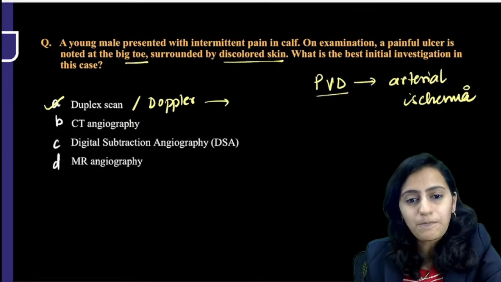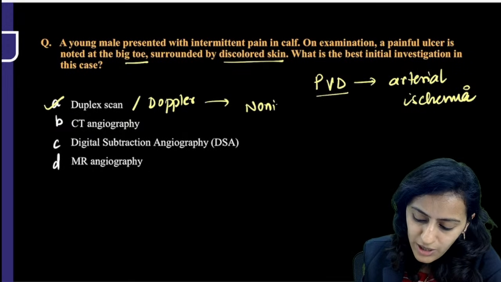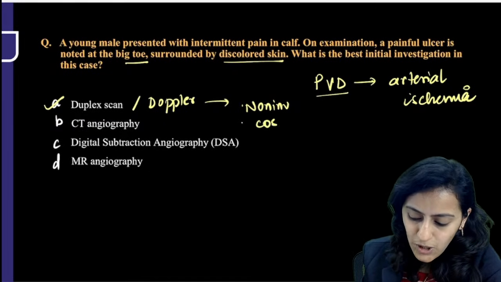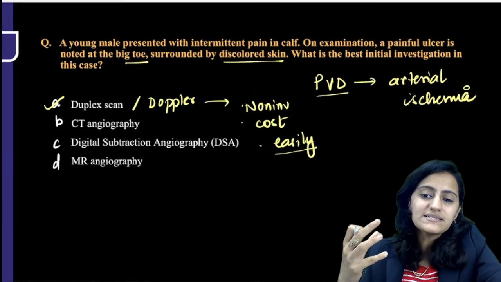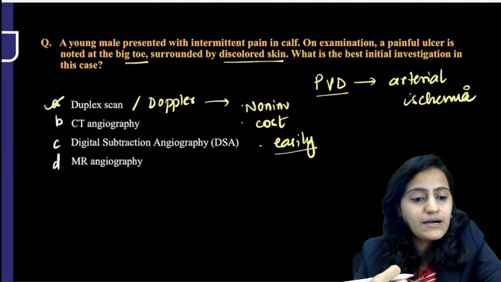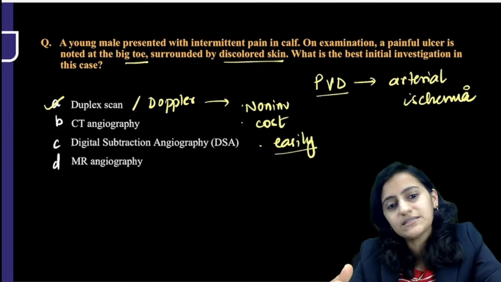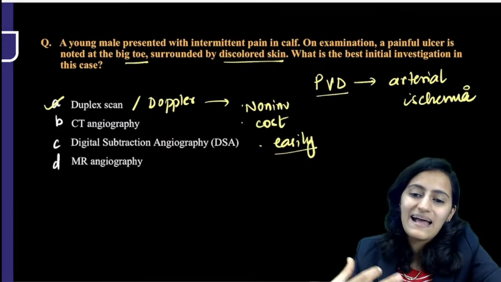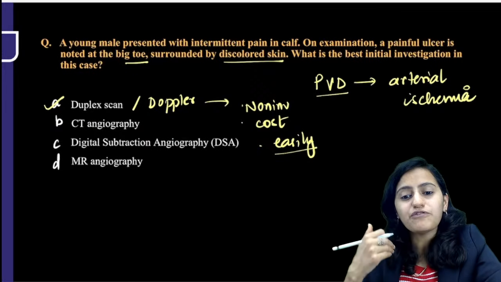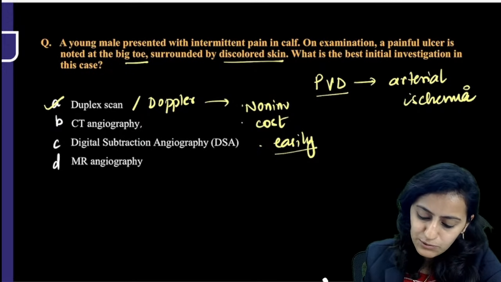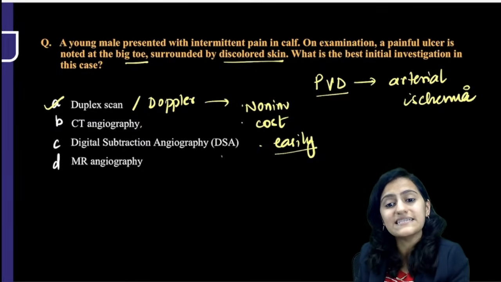Why duplex or Doppler? Because it is non-invasive, right? It is cost effective. It is easily available, right? All these things basically put the duplex or Doppler as the first investigation that we should do. Later on, for further evaluation, then we can do the CT angio and the DSA.